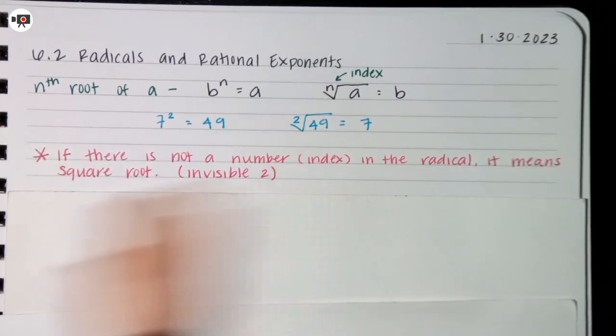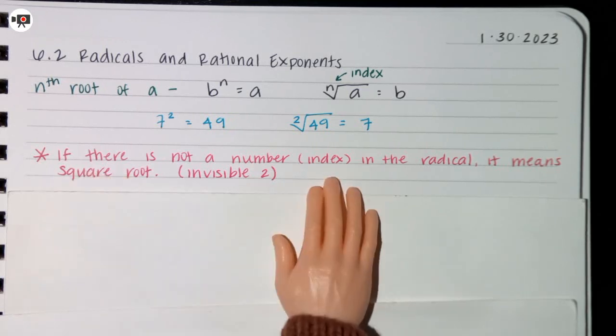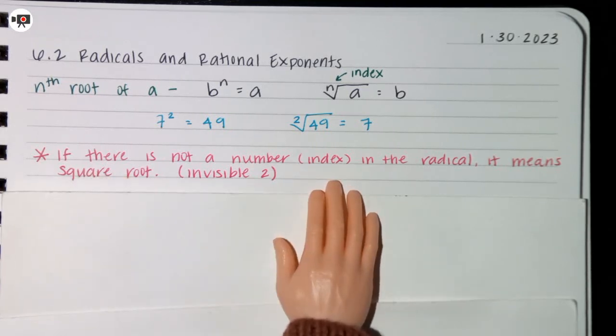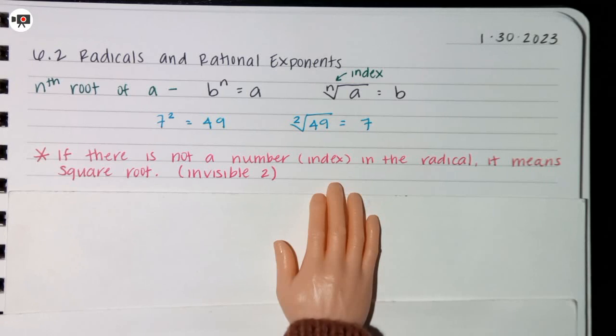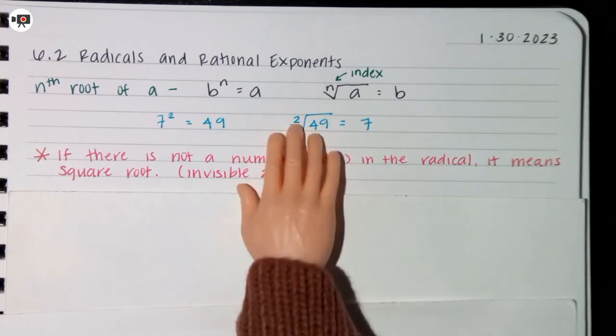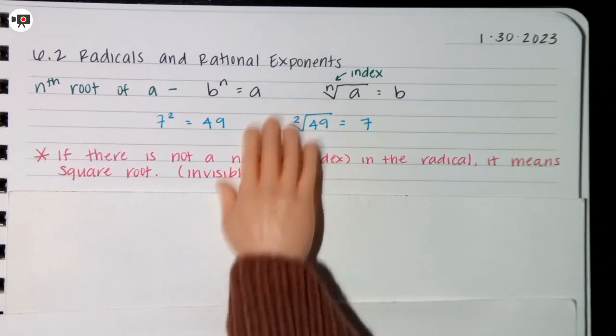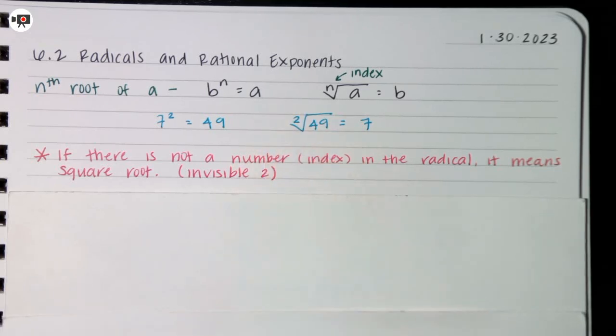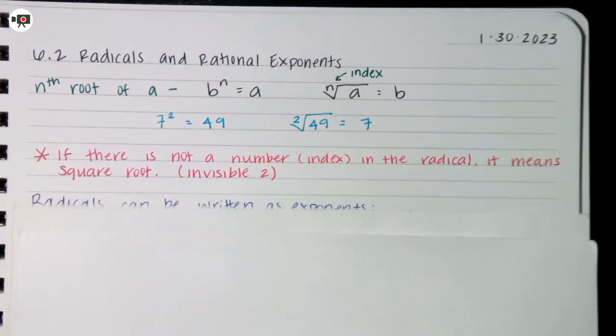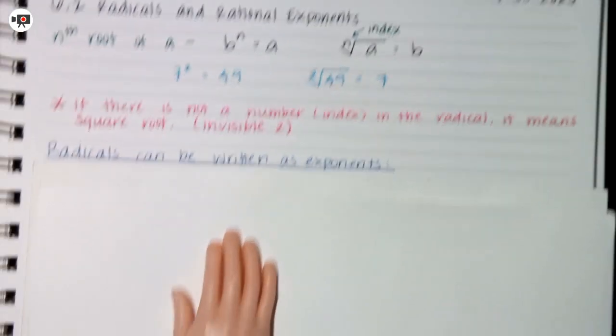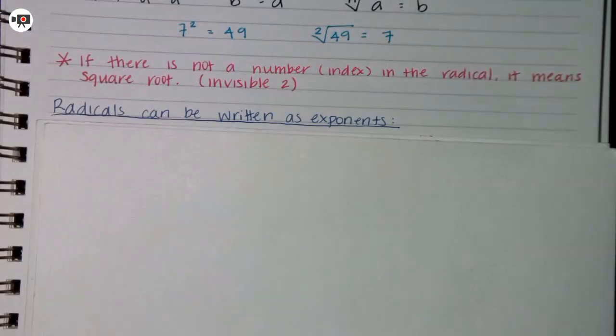If we have no number as the index in the radical, it means that we are taking the square root. So I don't have to write this number here because it's a 2. It would be an invisible 2 automatically if there's no number written in there. So radicals can be written as exponents.